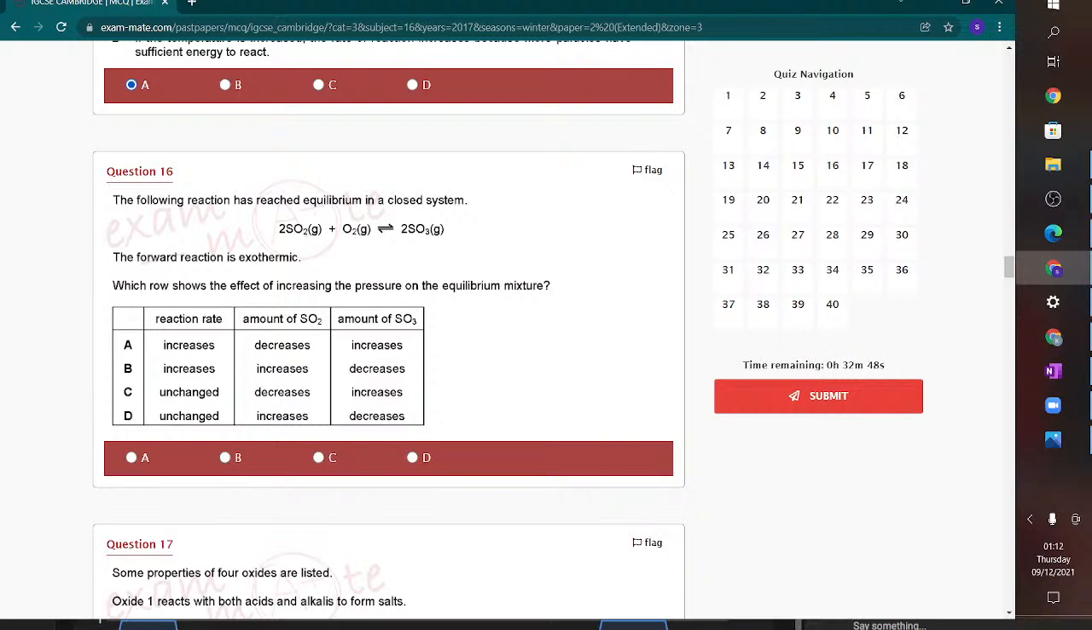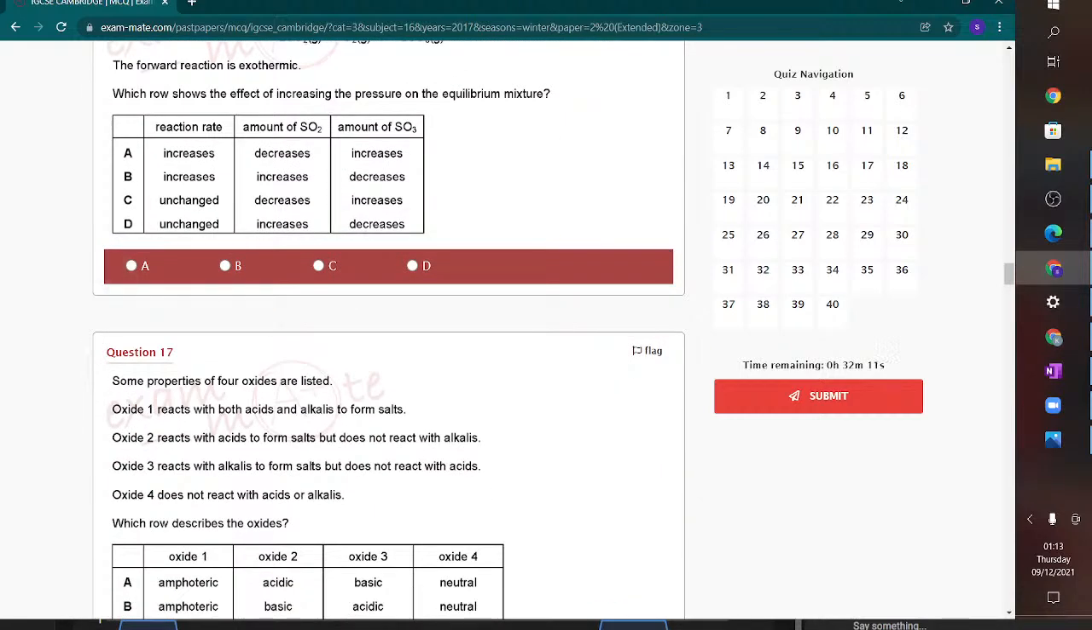The following reaction has reached equilibrium in a closed system. The forward reaction is exo. Which row shows the effect of increasing the pressure on the equilibrium mixture? Pressure, okay, 3 is to 2. So reaction rate would always increase because particles would collide more. Amount of SO2 would decrease if the pressure is increased because 3 is to 2. So the equilibrium will shift to the right and SO3 will increase. So increases, decreases, increases. That's A.